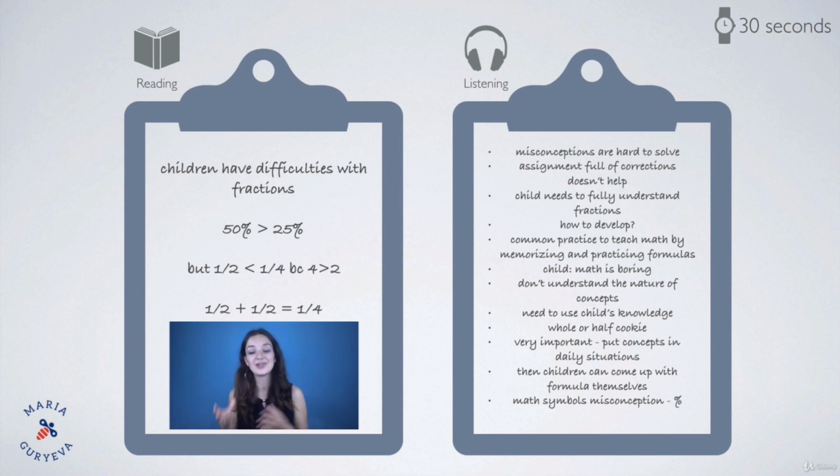So from the listening passage, I wrote down that there are misconceptions that are hard to solve. Assignment full of corrections doesn't help. Child needs to fully understand fractions, how to develop. Common practice to teach math by memorizing and practicing formulas. Child, math is boring. Don't understand the nature of concepts. Need to use child's knowledge. Whole or half cookie. Very important, put concepts in daily situations. Then children can come up with formula themselves. Math symbols misconception, %. So of course this is not grammatically correct in any way. These are just little notes.